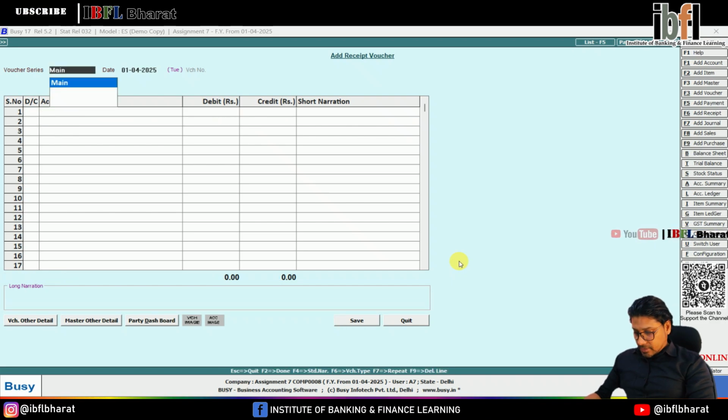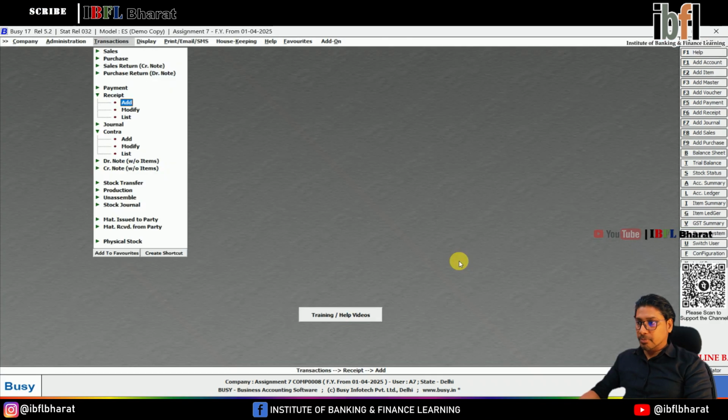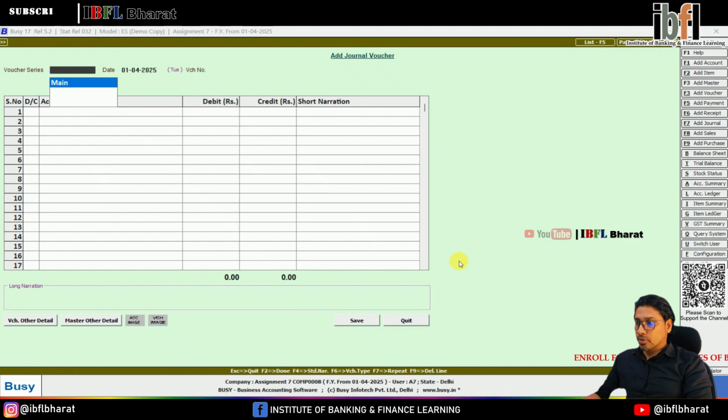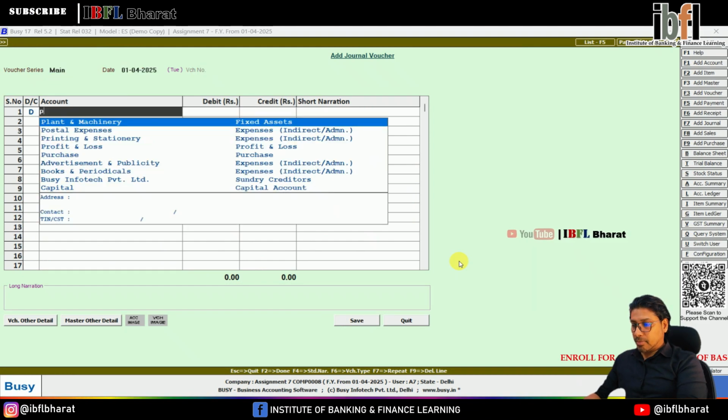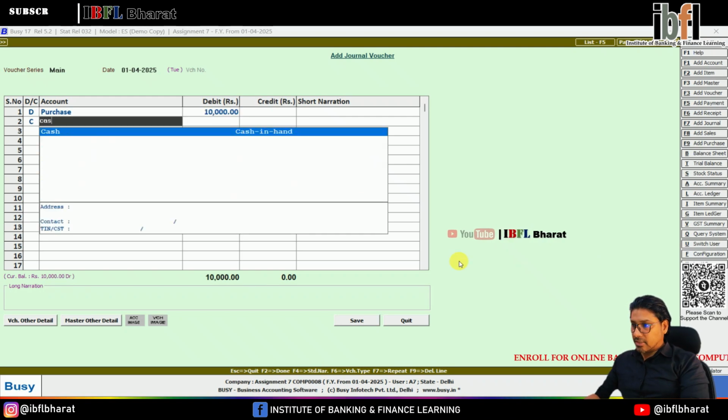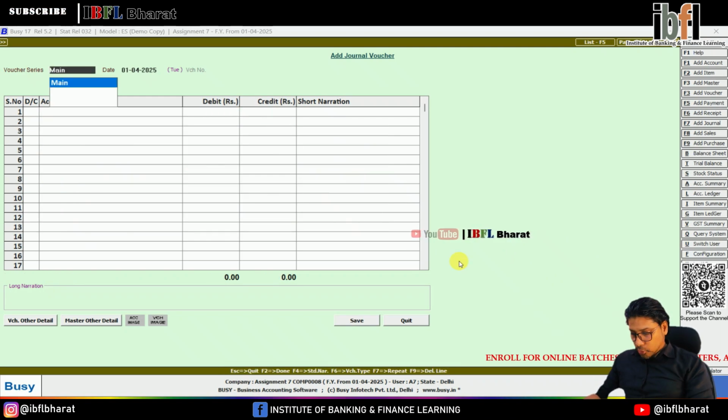Okay. Next is bought goods for cash. Bought means purchase. We will go in journal because we have no items, no rate, and no quantity. So we will use journal voucher, and bought means purchases. We have the purchase ledger already. Amount of purchases is 10,000 rupees, and payment in cash we are making. Press save.